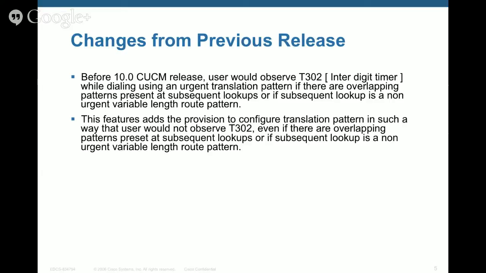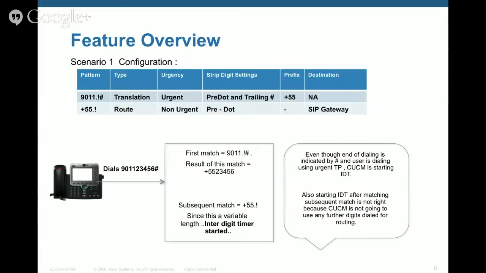Changes from previous releases. In 9.x and earlier, there is no checkbox or configuration parameter which will let you configure not to observe the T302 timer. Going forward, starting 10.x, there is an option where it can be customized based on our needs. That means if an overlapping pattern happens, there is an option for us to check not to observe the IDT timer on the subsequent hops in the configuration of call manager. So why do we need this particular feature on 10.x?